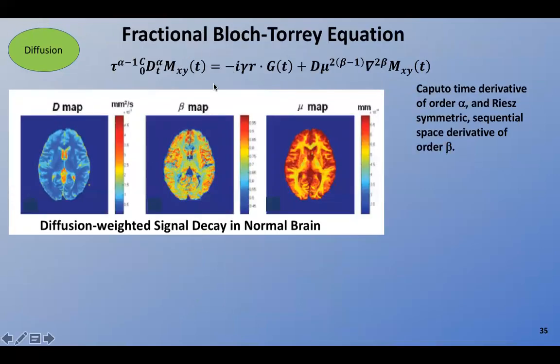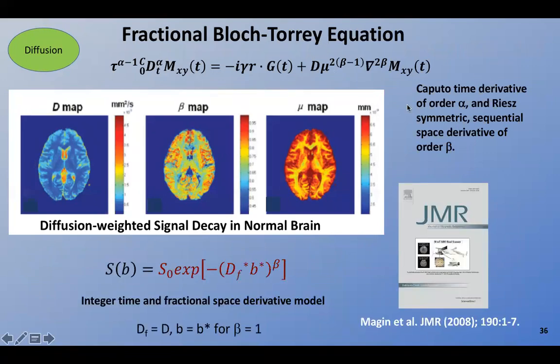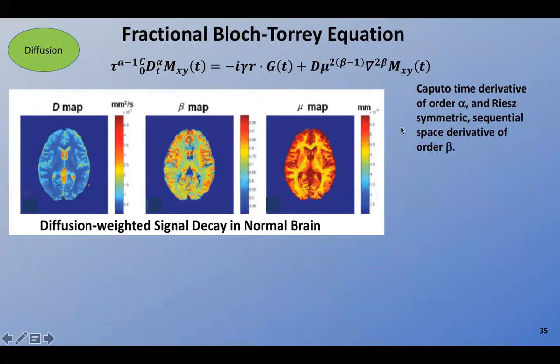So I went back to the Bloch equation. I pulled all the stops out, and did the usual process of changing the time derivative to a Caputo derivative, changing the space derivative to a symmetric sequential Riesz derivative, and wrote something down that was really pretty, but I couldn't solve. As a matter of fact, in the general case right now, it has still not been solved. There's some people working on it. But for some simpler cases, I could solve it.